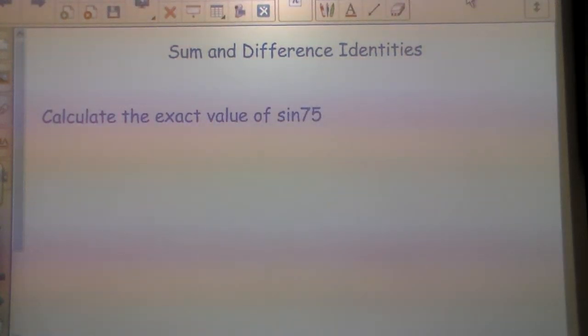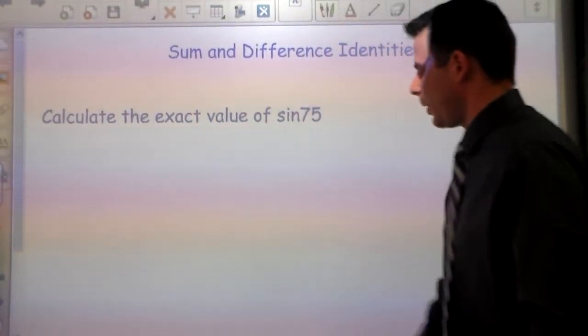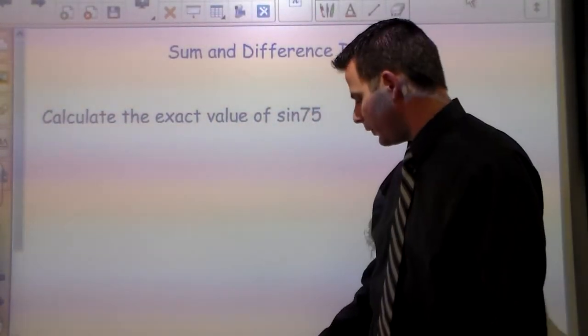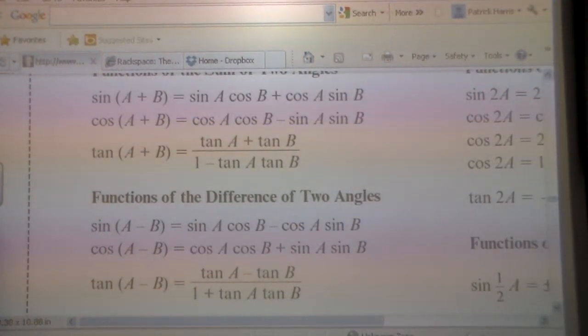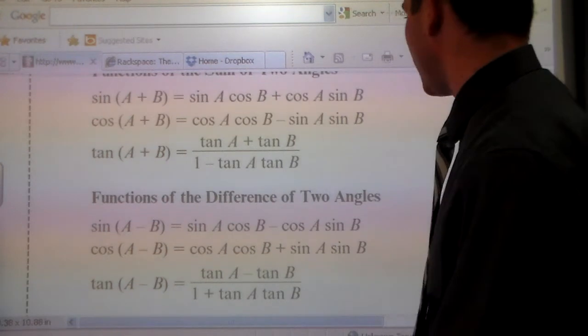All right, a couple more identities to learn here. Let's learn some sum and difference identities. I didn't bother to type them up because you don't have to memorize them. The reason you don't have to memorize them is because of this beautiful document right here called the Regents Reference Guide.